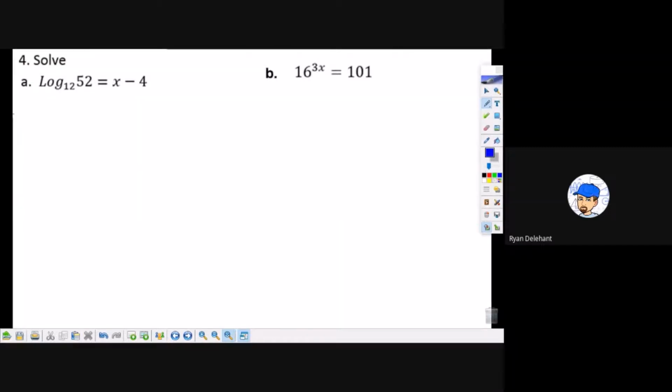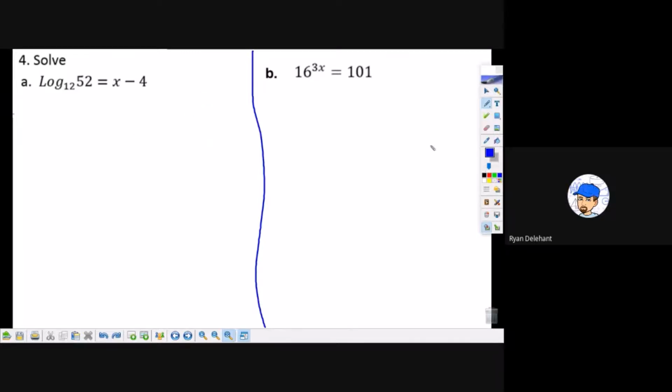Let's solve these two before we move on. So this one's the same, but I want to focus in here on this one right here with number 4A. Our initial thought process with this would be to do what? Well, it's in log form, let's write it in exponential. But if you write this thing in exponential, you get 12 to the x minus 4 equals 52. That really doesn't help you much, because you're still going to have to rewrite this as log and do other things.